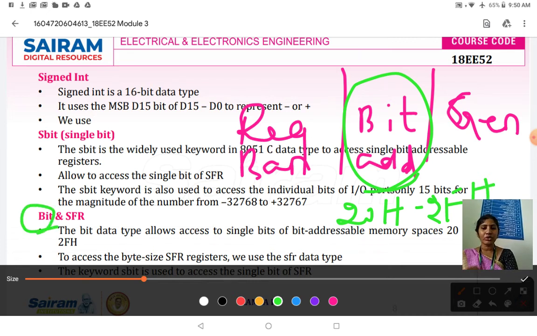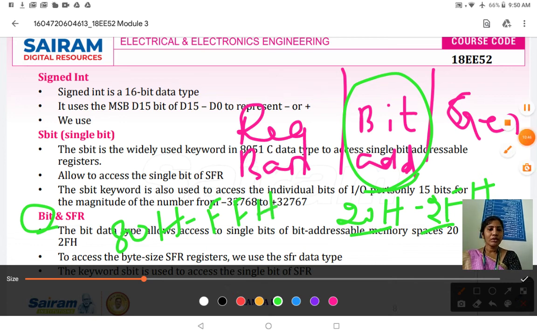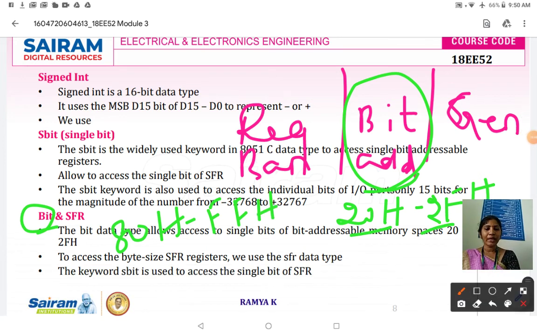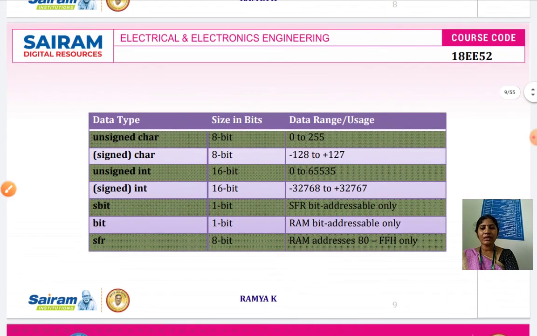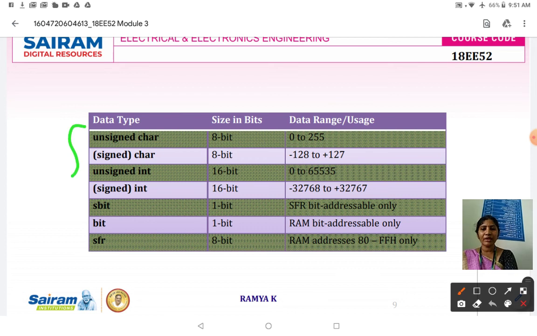The bit data type is used to access only one bit in the bit-addressable memory space, which ranges from 20H to 2FH. SFR is a special function register where we access the byte-size SFR registers between addresses 80H and FFH. So these are all the different data types. In depth we have seen them; here, as a glimpse, we have given the data types.